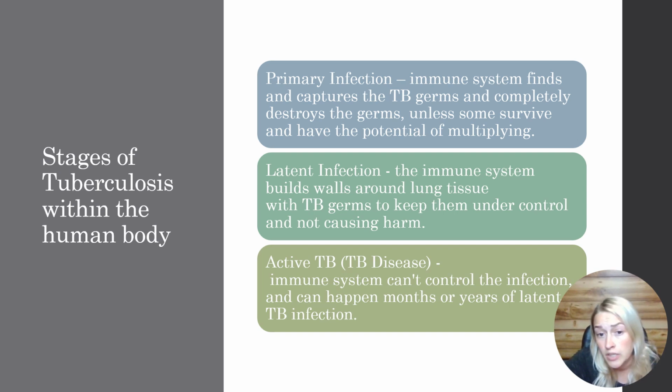So there's technically 3 different stages of tuberculosis while in the human body. Primary infection: your immune system finds and captures the TB germs and completely destroys them, unless some survive, and then they have the potential of multiplying. Latent infection: the immune system builds walls around lung tissue with the TB germs in it to keep them under control and not causing harm to other organs. Active TB, which is the TB disease, is when the immune system can't control the infection, and it can happen months or years after latent TB infection.